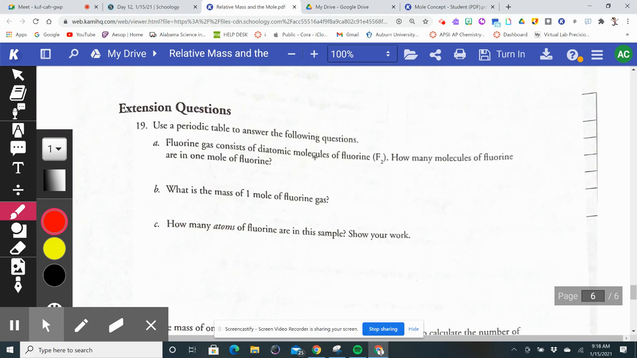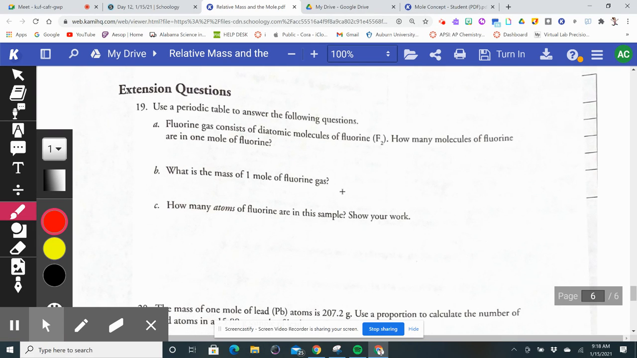So using the periodic table, answer the following questions. Fluorine gas consists of a diatomic molecule of F2. How many molecules of fluorine are in 1 mole of fluorine? You should have that in your memory right now.